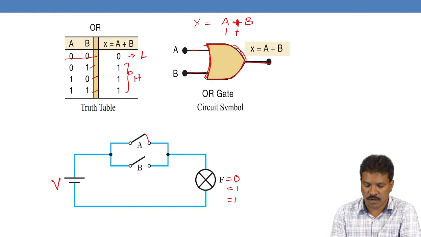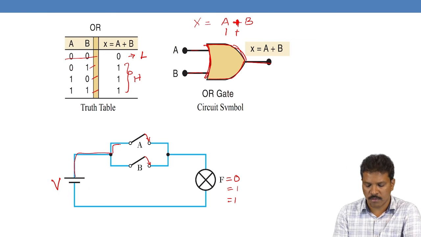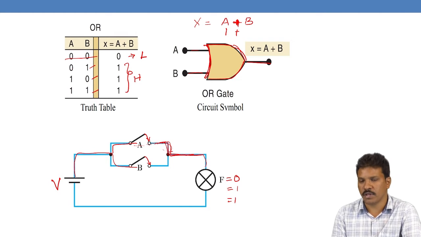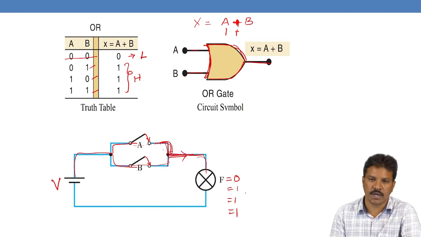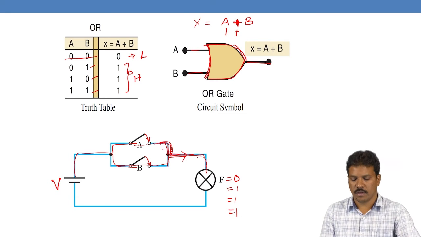When both are 1, current flows through both, but it will take the path which is short, the path with low resistance. Otherwise, it takes this combination, adds this current, and flows through the bulb. So we will get output equal to 1. So if any one input is high, one switch is closed, the output will be high. That is about the OR gate.